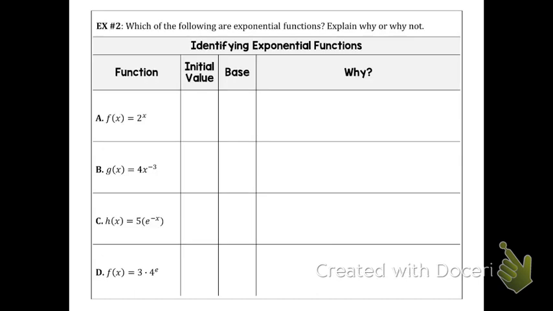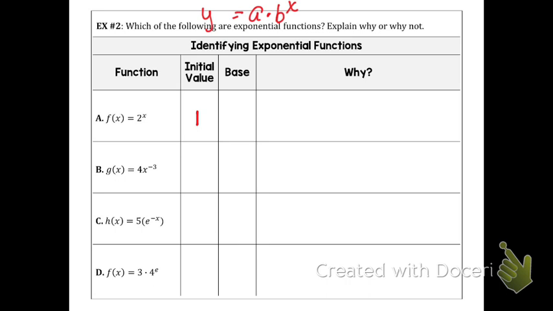All right, example 2. Which of the following are exponential functions? Explain why or why not. If we look at A, we have an initial value, which is 1, because remember they said that it's the initial value times b to the x. So y equals a times b to the x, where a is our initial value, b is our base, and then it's raised to the x.